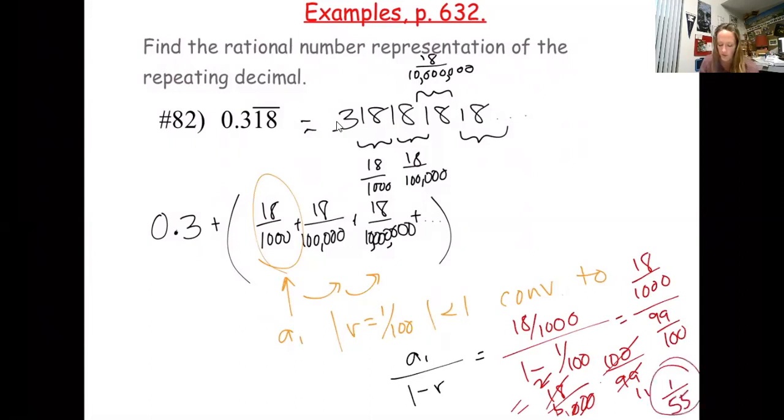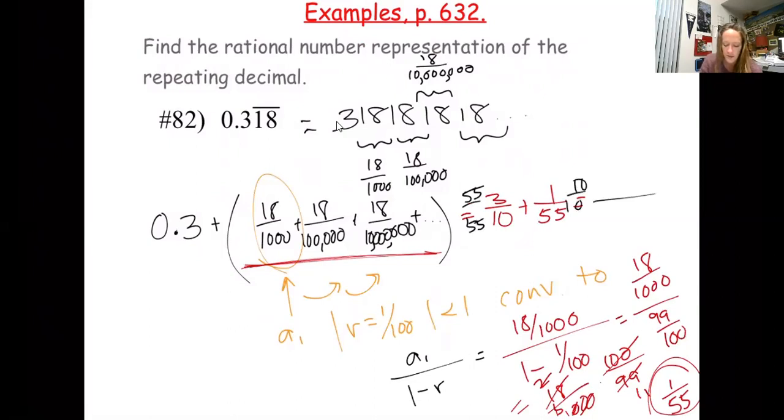Now, wait a minute. What is 1 over 55? 1 over 55 is what this portion of this fraction was. So I end up with 3/10 plus 1 over 55, which would be, common denominators, gross. Well, let's just change this guy to be over 55 and this guy to be over 10. I'm going to end up with a common denominator of 550. And I have 1 times 10 is 10, and 3 times 55 is 165, so 175. Oh, I can reduce that.